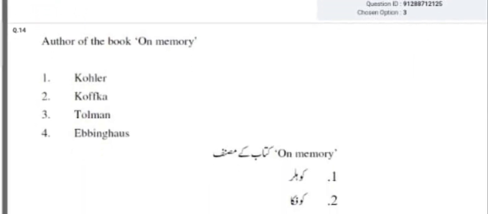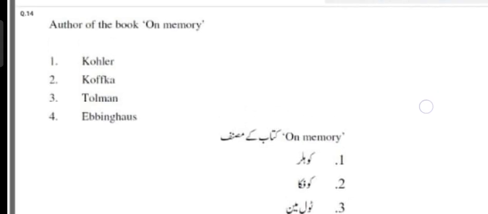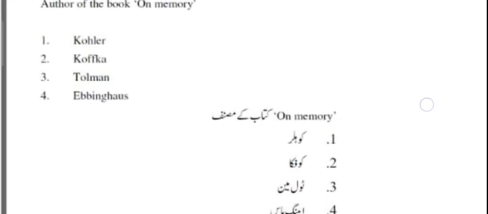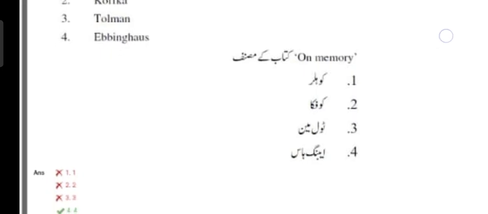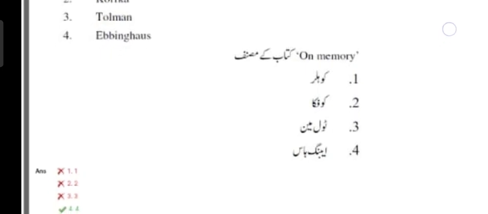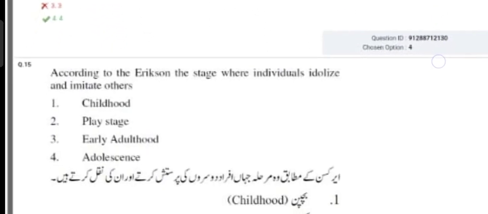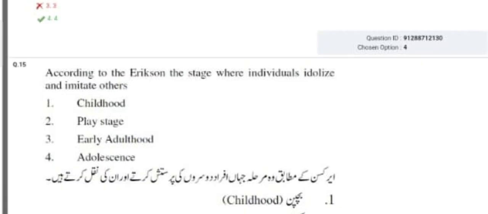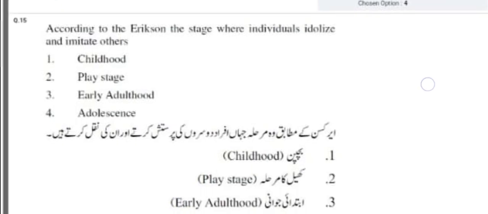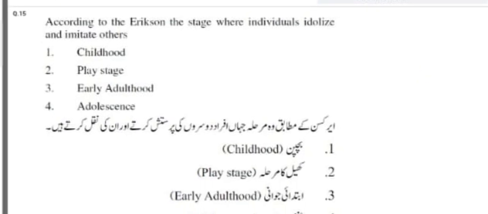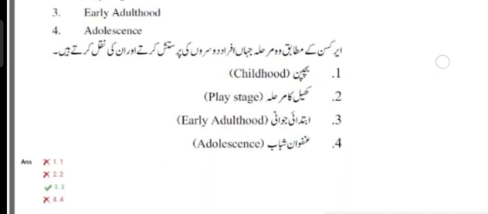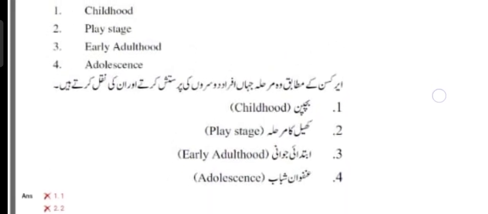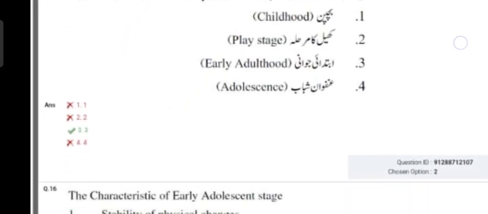Next question. Who is the author of the book on memory? So he's asking that question. So the author is M.B. Goss. Next, 15th question. According to Erikson, the stage where individuals idolize and imitate others: childhood, play stage, early adulthood, adolescence. So the right answer is early adulthood.